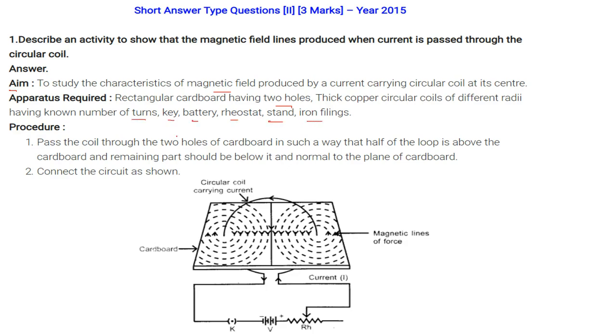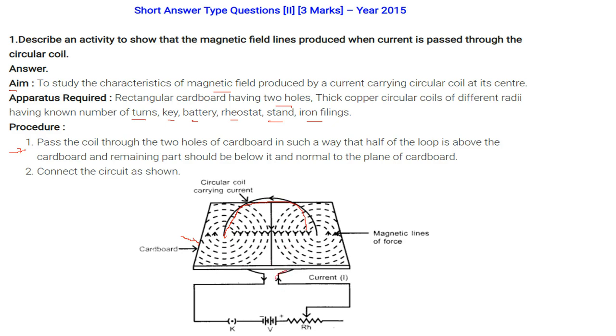So how are we going to go about this? We first have to pass the coil through two holes of the cardboard in such a way that half of the loop is above the cardboard and the remaining part is below it, normal to the plane of the cardboard. So this is our cardboard, and this is the coil we are talking about, half here and half on the below side. Now we need to connect this circuit as shown here.